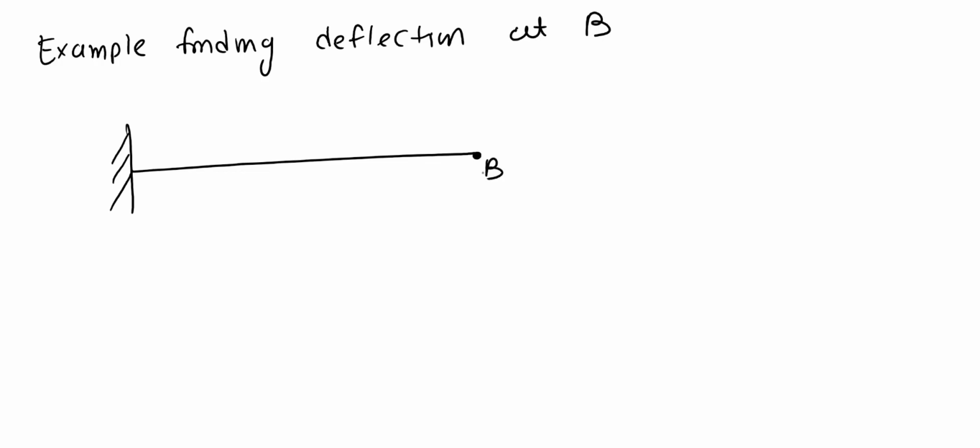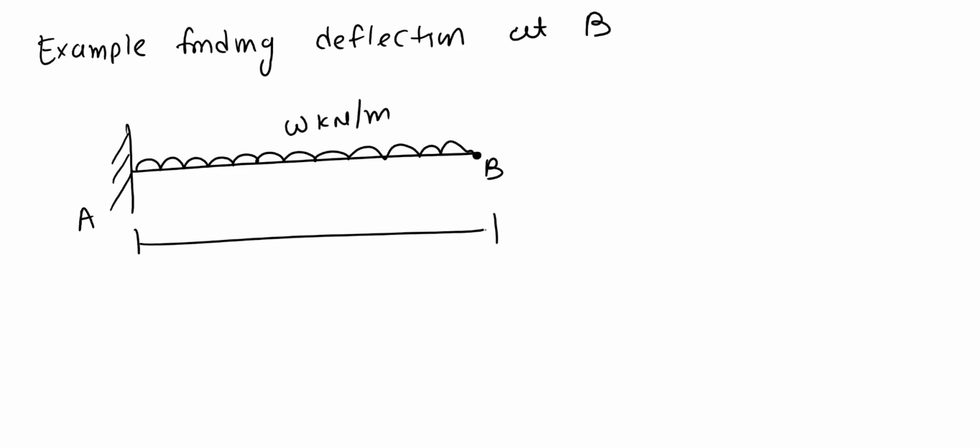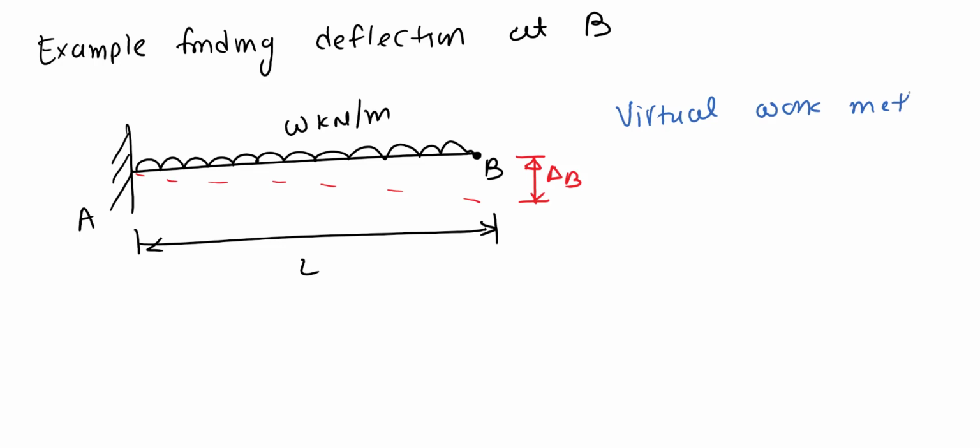Let's say this is point B and point A, and we have a UDL load of w kilonewton per meter, and it has a length of L. So we need to find the deflection at point B. That's the question, and we need to use the virtual work method to find this deflection.